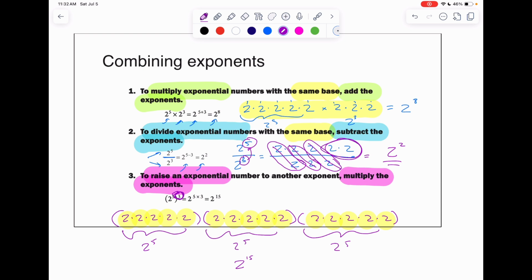So again, you can see here a lot of these exponential rules are really easy to intuit when you write them out. So when in doubt, you can always write them out. However, I strongly encourage you to memorize these rules.